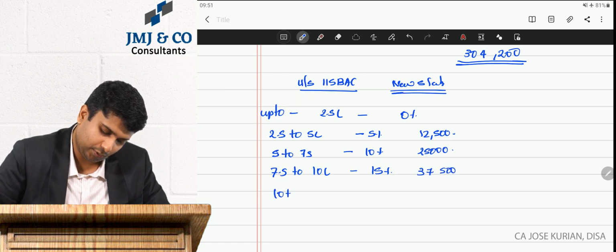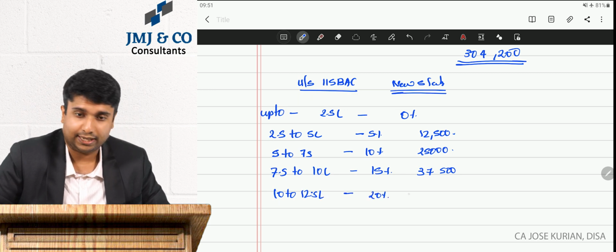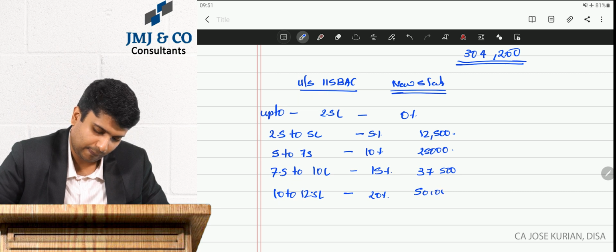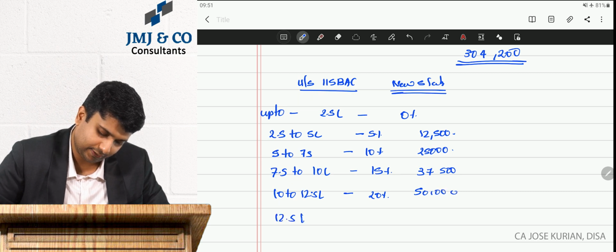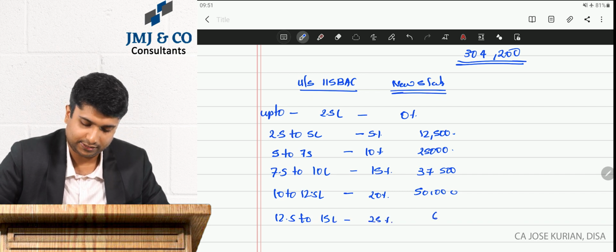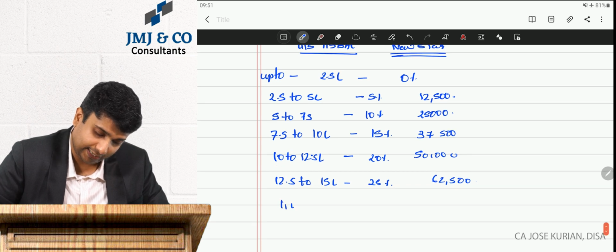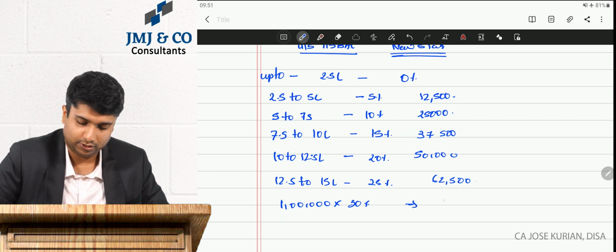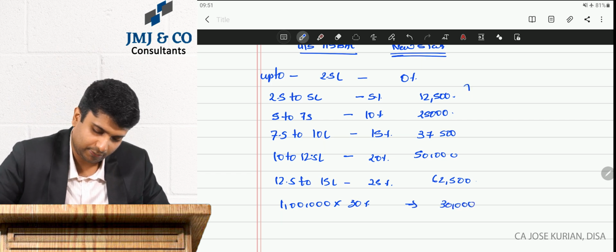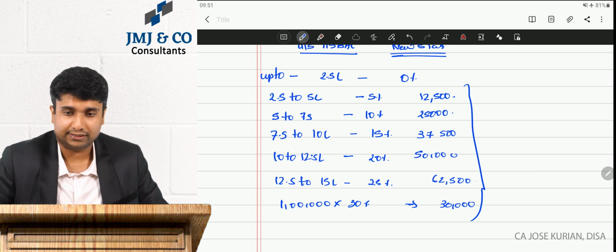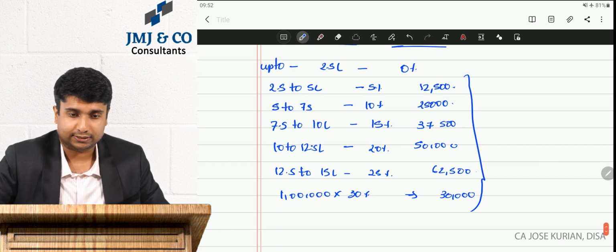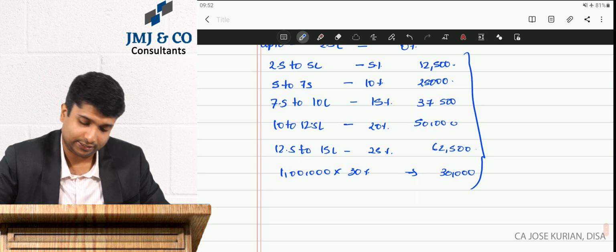Then from 10 to 12.5 lakhs, rate at 20%, and that would be 50,000 rupees. Then from 12.5 lakhs to 15 lakh, the rate is 25%, that would be 62,500. Then above 15 lakh, that is 1 lakh in this case, into 30%, that would be 30,000 rupees. So what is the total basic tax coming, friends? The total basic tax would be, let's compute it together, 2,17,500, right?